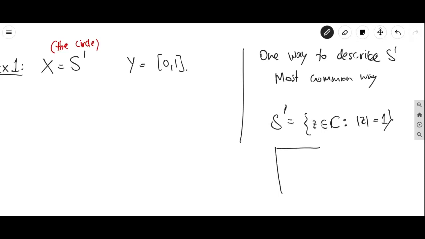So you have your complex plane, and in the complex plane you have complex numbers whose absolute value from the origin is equal to 1, whose distance from the origin is 1.